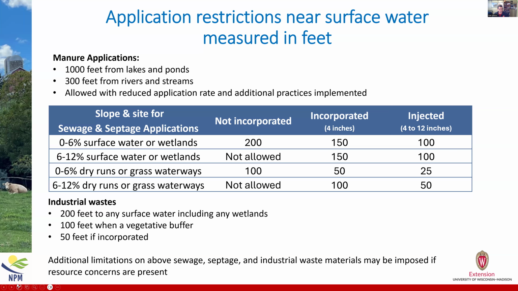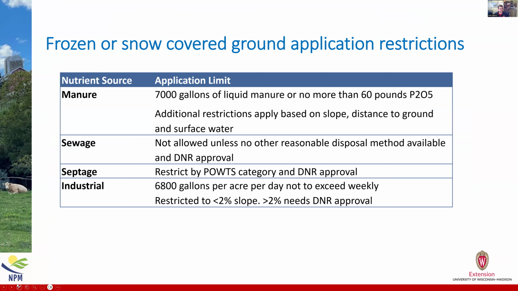For industrial waste, we have recommendations similar to manure applications. So it's 200 feet from any surface water, including the wetlands. That is reduced to 100 feet when we have a vegetative buffer around the field, or 50 feet if we incorporate it. The DNR may impose additional limitations to the sewage, septage, or industrial waste if there are other resource concerns within that field.